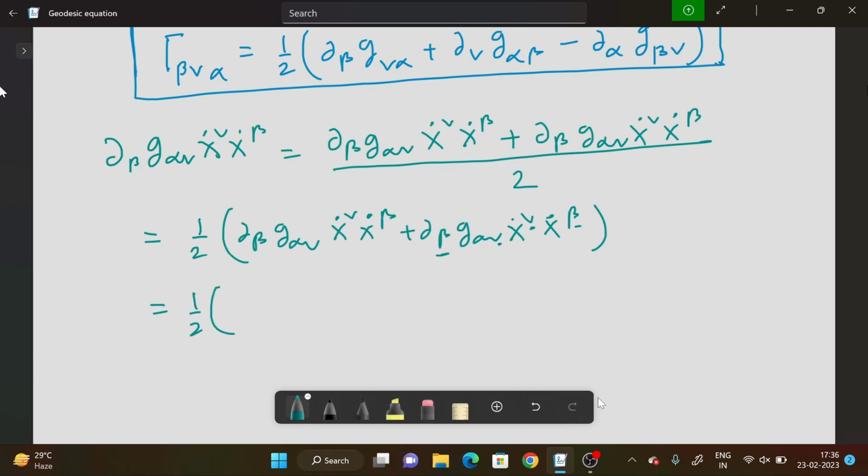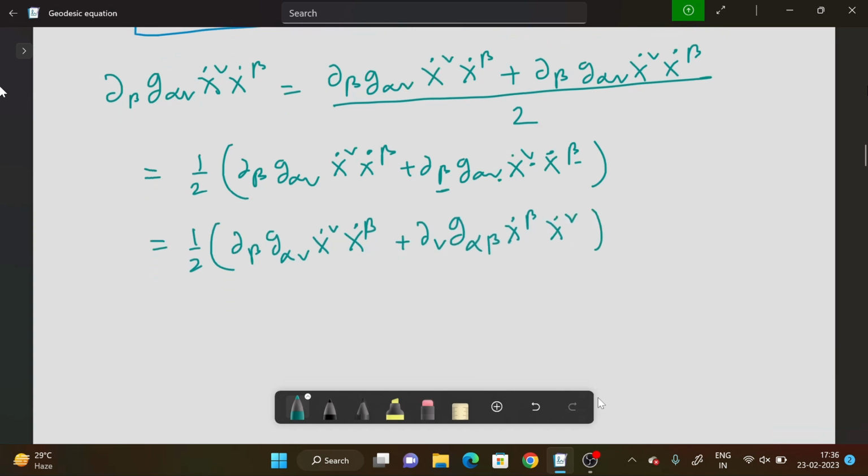Let's see. We have 1 by 2 d beta g alpha nu x dot beta. We'll leave the first term as it is, and now we will try to interchange beta with nu. So wherever you find a beta, you interchange it with nu, and wherever you find a nu, you interchange it with beta. So we have a d beta over here. I can write this as a d nu g alpha beta, and then we should write x dot beta and x dot nu.